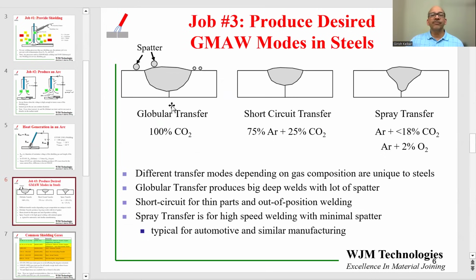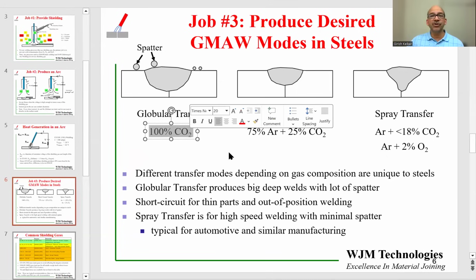So in steels, you're going to find that with GMAW, gas metal arc welding or MIG welding, you will have the opportunity to have 3 different welding modes. This is how the energy or the melt is transferred to the weld. First is called the globular transfer, which is using 100% CO2. So this doesn't even use any inert gas. This is 100% CO2, carbon dioxide.